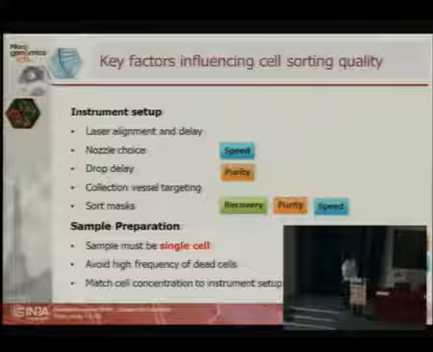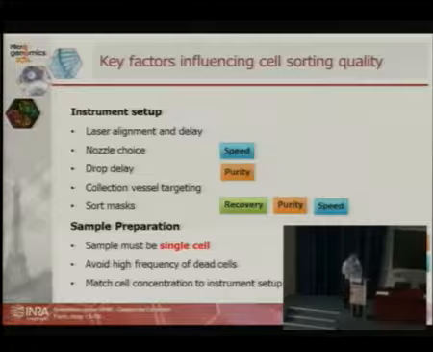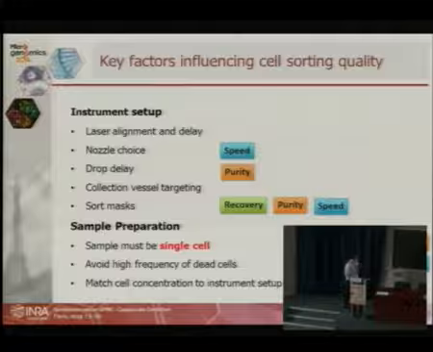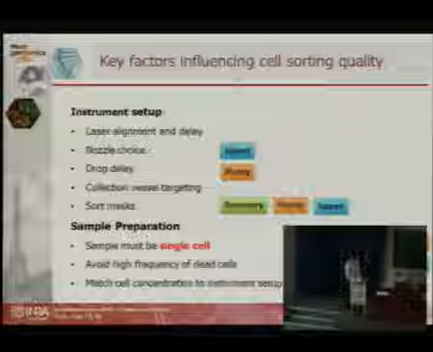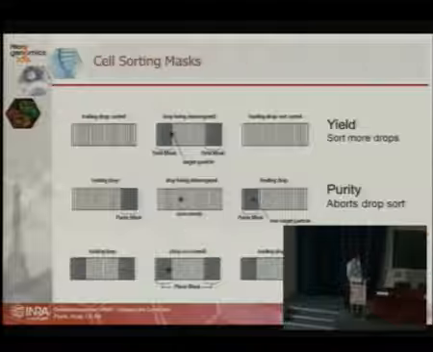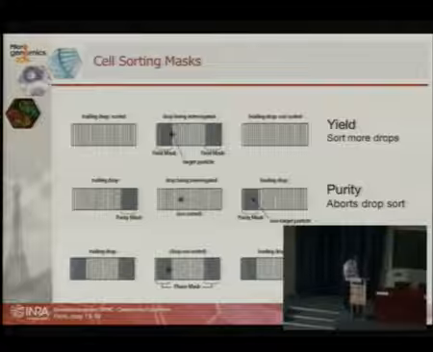Then drop delay: if it's not well set, you will have purity issues. You will sort apples and pears and put them together in one tube. So this one we don't want. And then one of our main parameters is the sort mask, where you actually have to choose if you want to maximize recovery, purity, or yield. Sort masks are basically the electronic decision that the operator has to make for you.